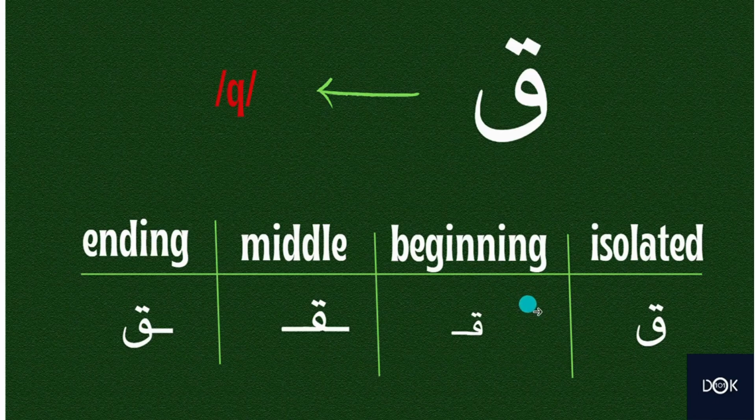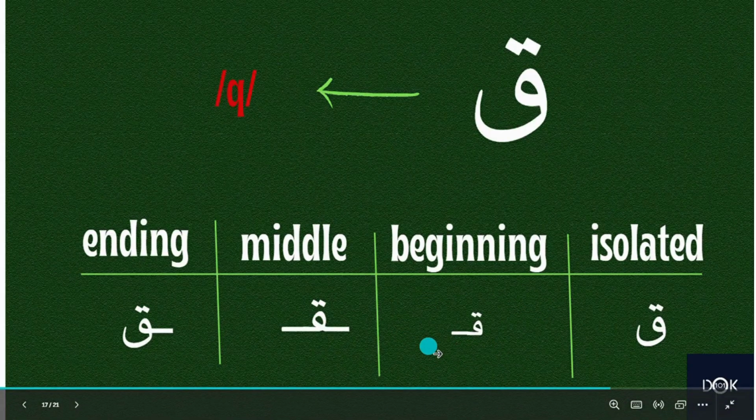And the formation of qaf is that in an isolated form it is isolated, like the name suggests. At the beginning, it is connected to the letter next to it. At the middle, it is connected on both sides. At the end, it could be connected or in an isolated form. Let's have a look at the examples.